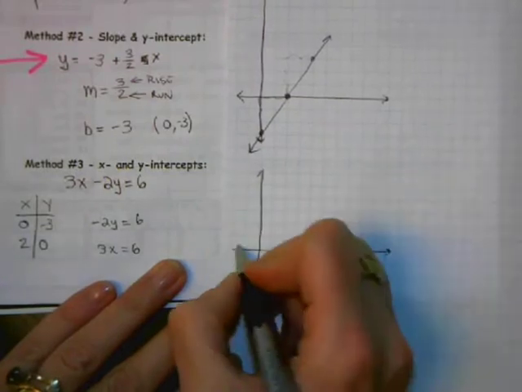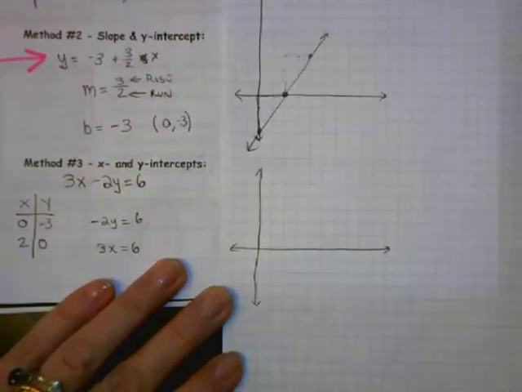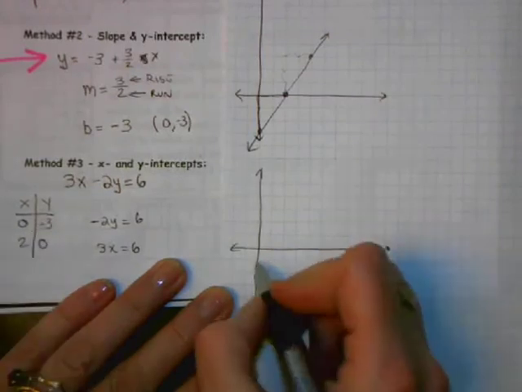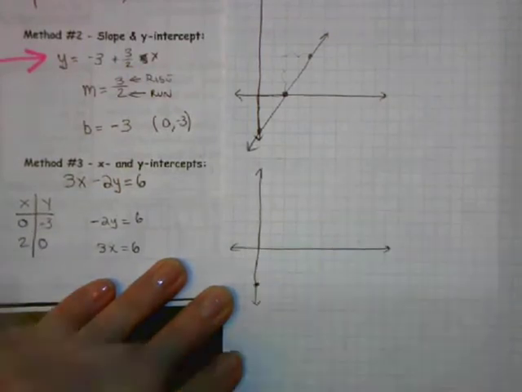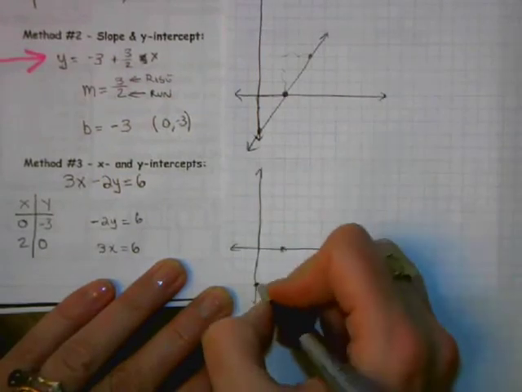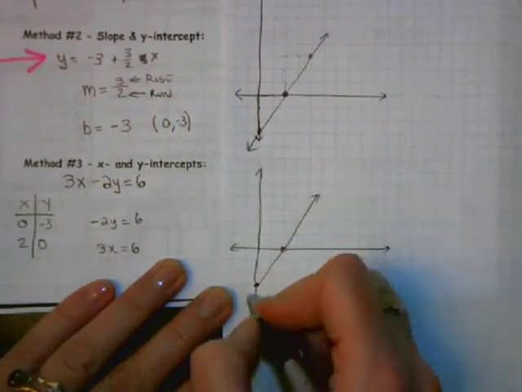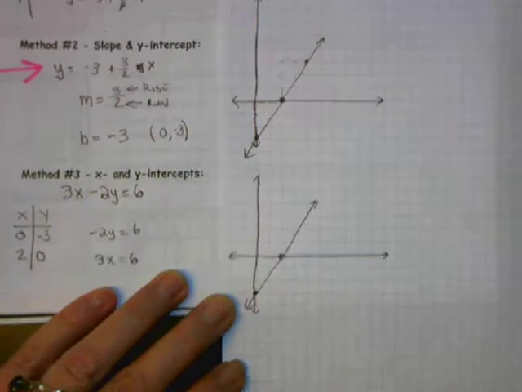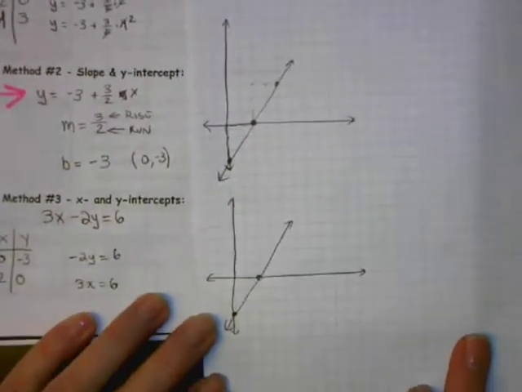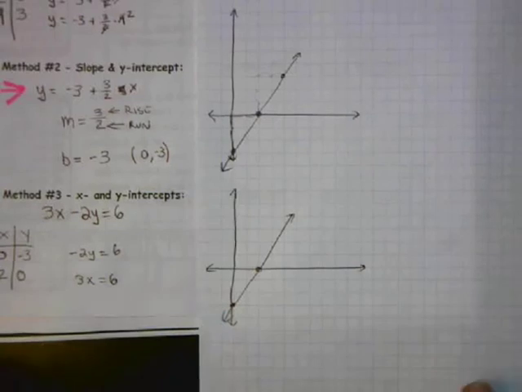So once again, I'll make myself an xy axis, and I'm going to plot the y-intercept first at (0, -3). And then the x-intercept at (2, 0). And when I connect those points, I do in fact get the same line that I had gotten using the other methods. This is good to know because whichever method I use of graphing an equation shouldn't change what the line that goes with that equation looks like.